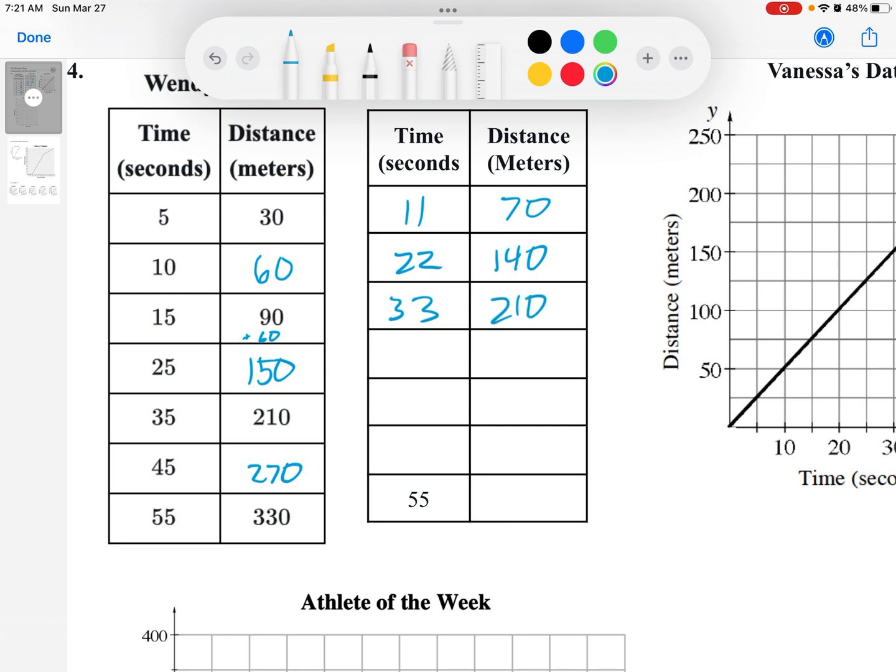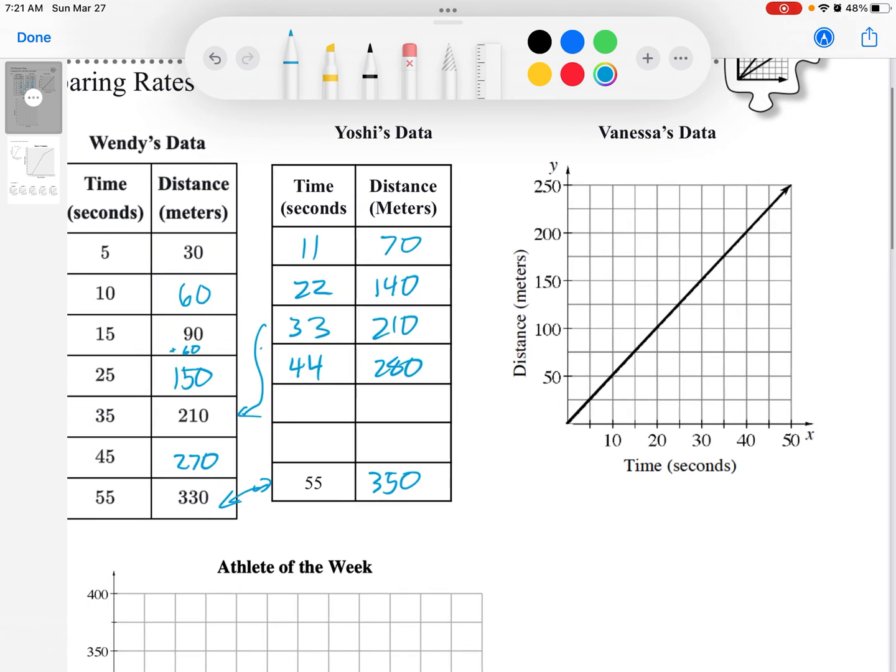On 210, nothing yet that we can actually compare here, right? It looks like it takes Yoshi less time to do 210 meters, doesn't it? 44 and 280, and then there's a 55. That would be kind of nice. Bump right there would be 350. There we go. There's a nice, easy way to do that too. In 55 seconds, who does more, right? Yoshi does. So now let's graph that.